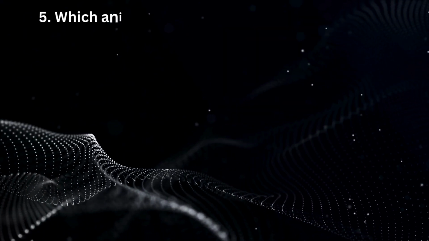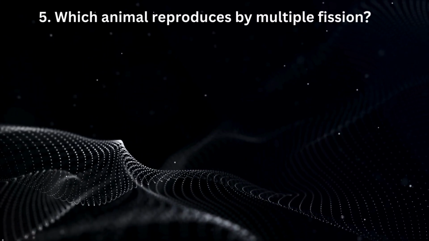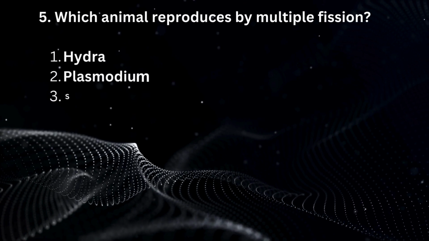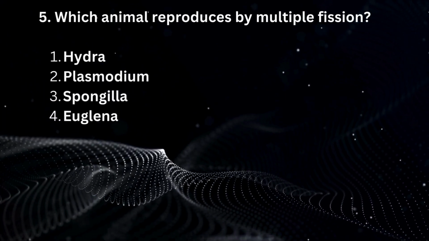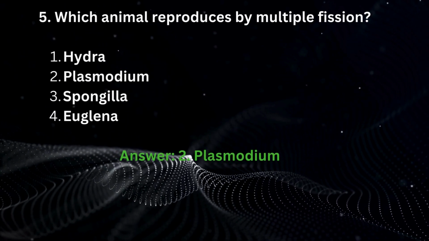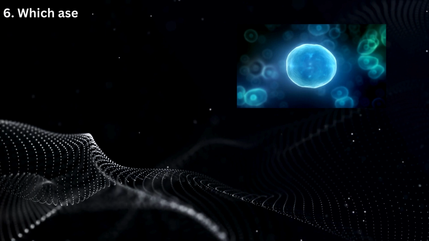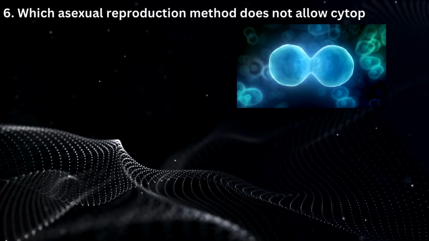Question number 5, which animal reproduces by multiple fission? 1. Hydra. 2. Plasmodium. 3. Spongilla. 4. Euglena. The answer is 2. Plasmodium.